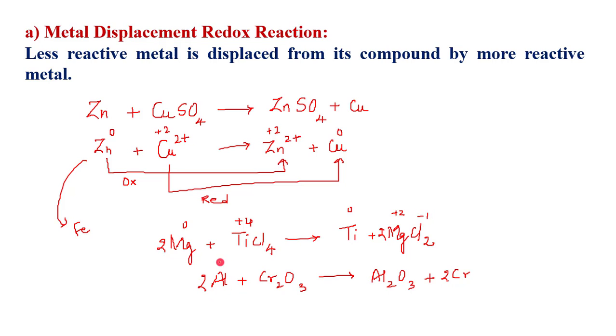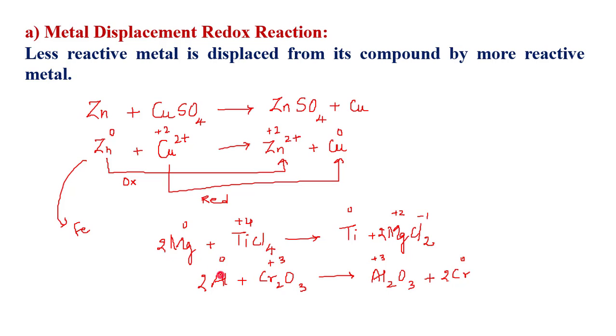Same way, uncombined form, aluminum we take as 0. Chromium, when you take x and calculate, you will get +3. Here, aluminium you will get +3. As it is in compound form, you have to calculate by taking x, and generally aluminum will have a +3 charge. And chromium here, uncombined form, it will be 0.